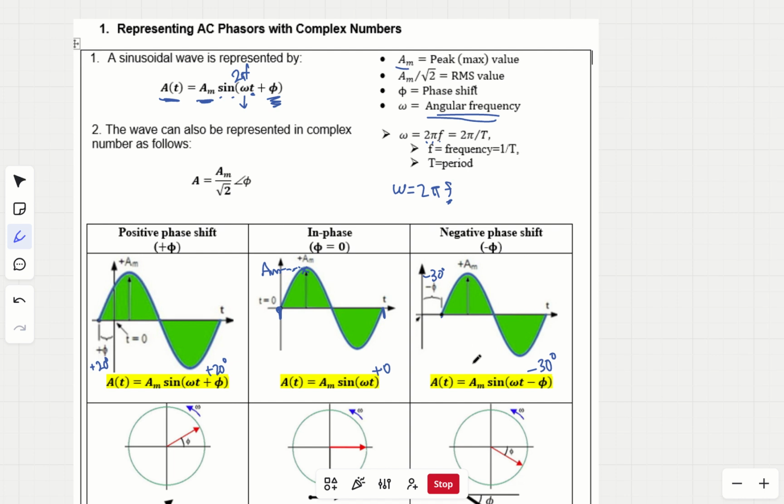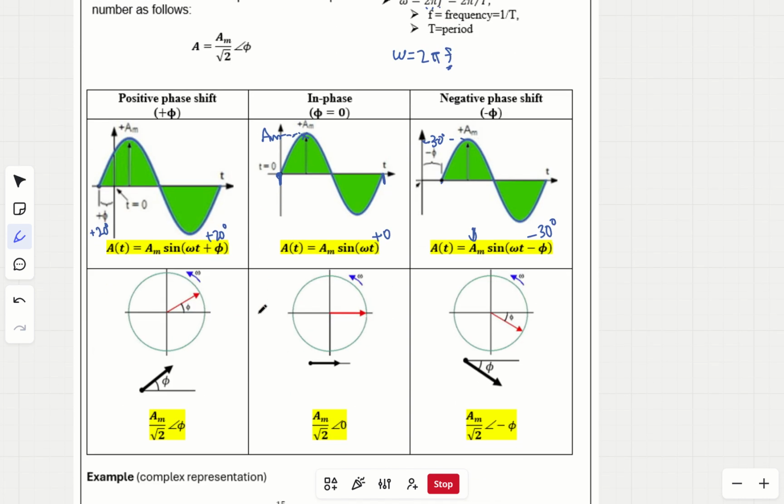So these are the important parameters in a sine wave. A_m is the peak value. The phi here indicates the phase shift, and then we have the omega. Omega is related to the frequency. Now this is one way of representing the sine wave, to write the complete equation.